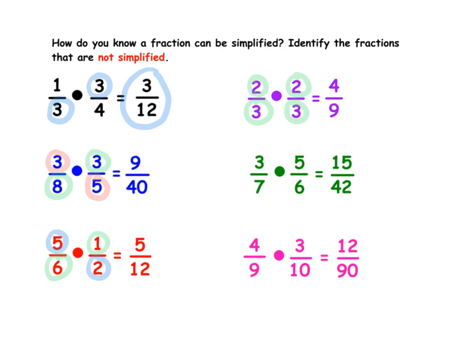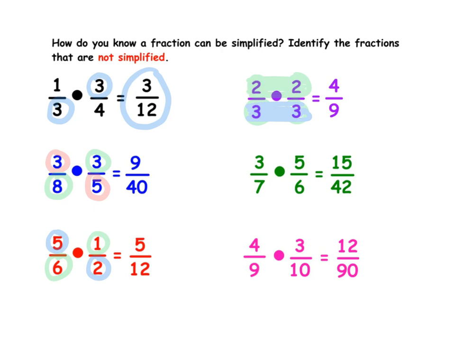Now be careful with this rule. You might say, well, there's 2 2s on the top. It doesn't matter. Or 2 3s on the bottom. It doesn't matter. They don't share common factors in both the numerator and denominator, and therefore 4/9 is simplified.